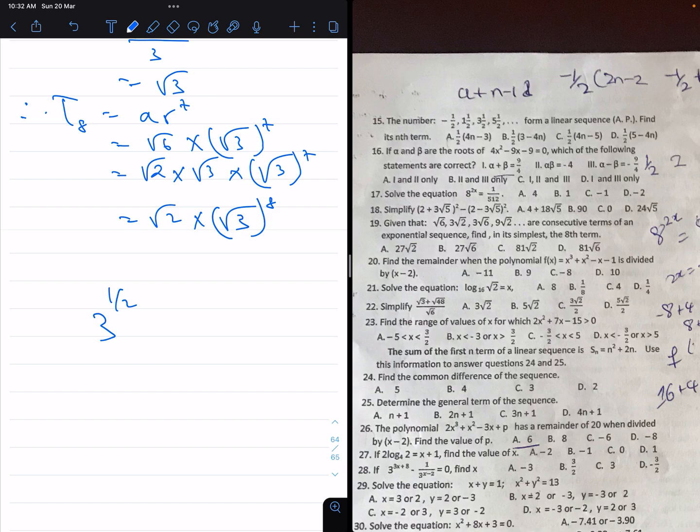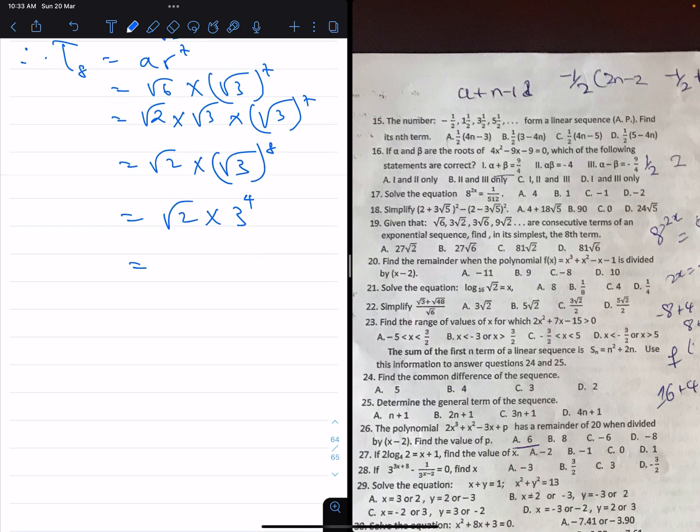Now look at that. Root 3 is 3 raised to a half, raised to 8. Exactly. That means 2 here 1, 2 here 4. That's 3 raised to 4. Exactly. So you can do it now. So the answer is 3 raised to 4. So it's supposed to be root 2 times 3 raised to 4. And what's the answer? 9.